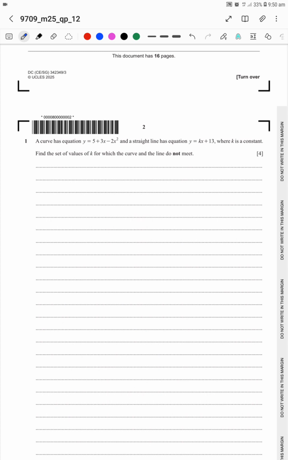Question 1 is about quadratic equations, and it says that a curve has equation y is equal to 5 plus 3x minus 2x squared, and a straight line has equation y is equal to kx plus 13, where k is a constant. Find the set of values of k for which the curve and the line do not meet.